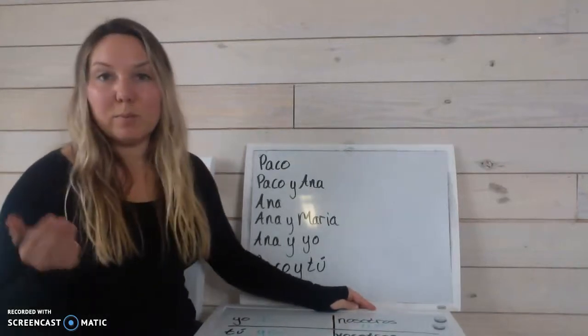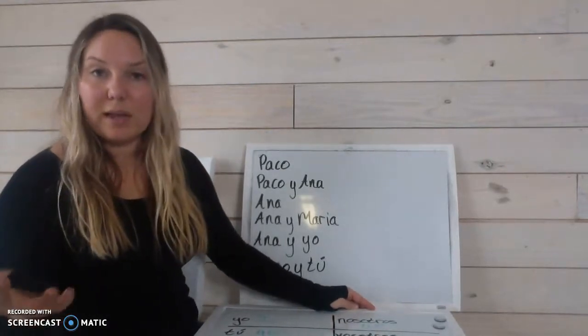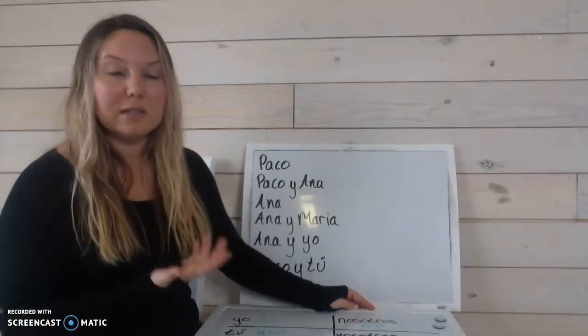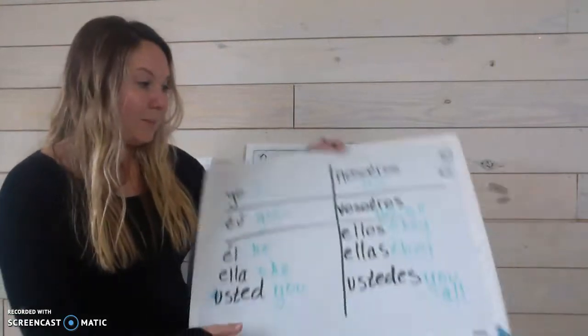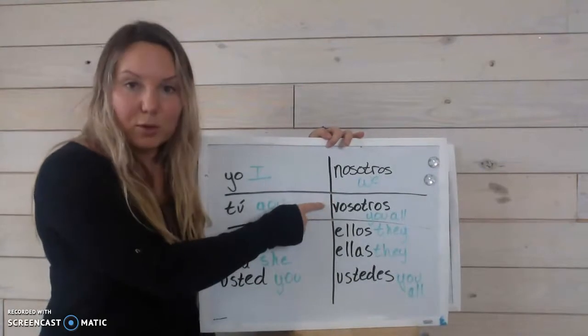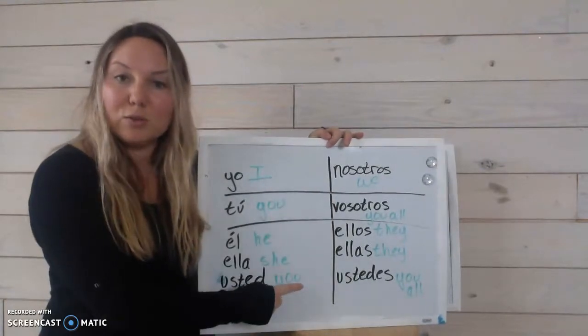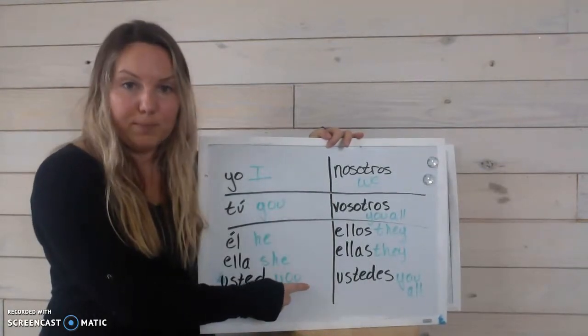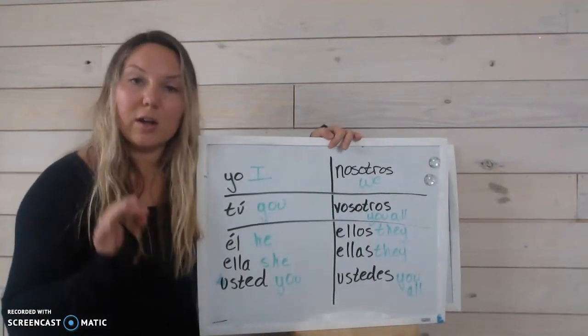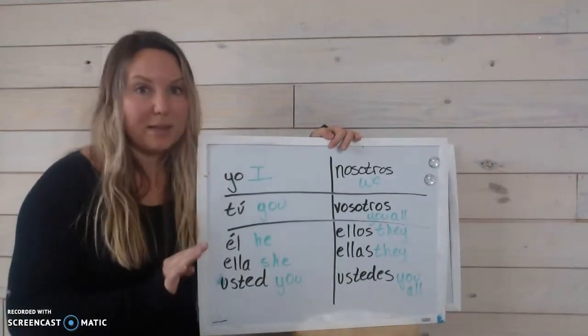Paco y tú. Paco and you. It's kind of like saying you all. So since it doesn't specify in Spain, instead of saying vosotros for y'all, we'll most likely use ustedes for y'all. So I'm about to do a lesson on conjugation, and you'll see why this becomes important.